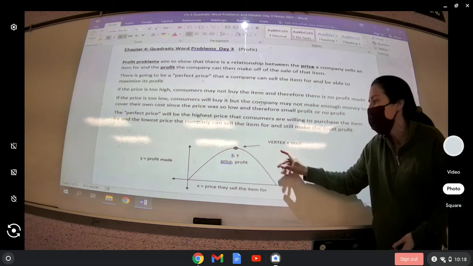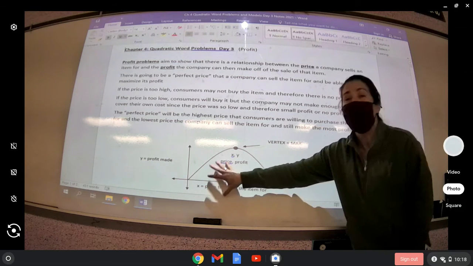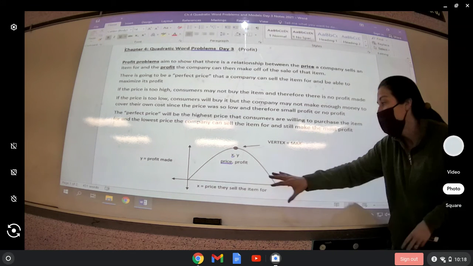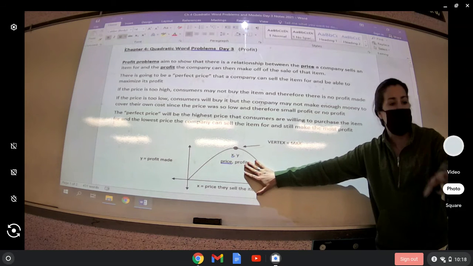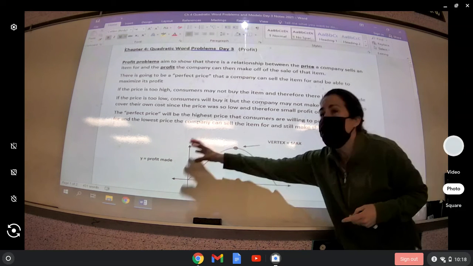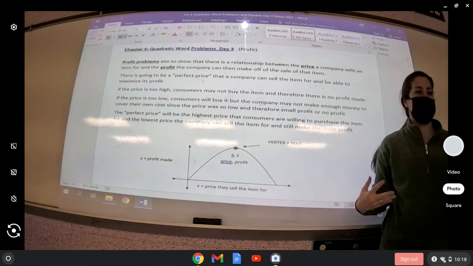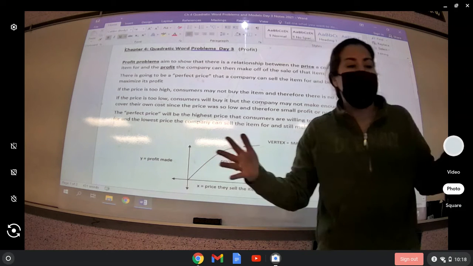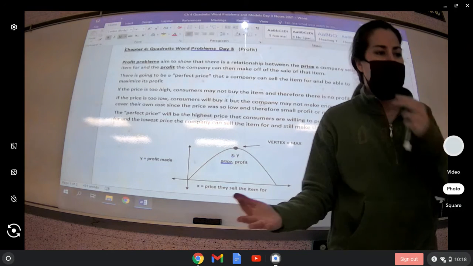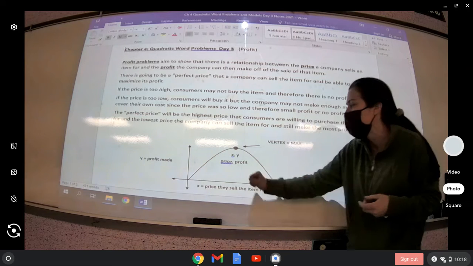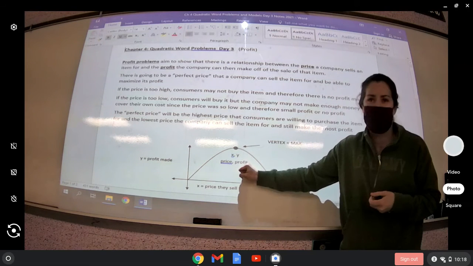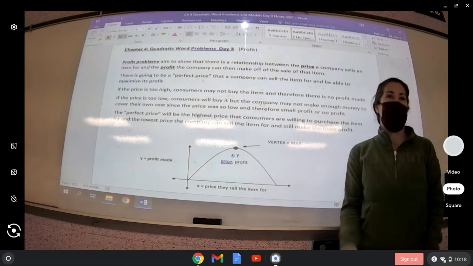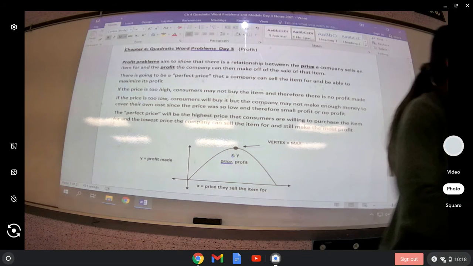So all of our questions are going to be asking about what is that perfect price, or what is the most profit the company can make. So guys, all of today's questions are vertex questions. So we don't have to do any quadratic formula problems today. All of the problems that we deal with are going to be dealing with price and max profit, which are all vertex questions, okay? All right, so let's give it a try.